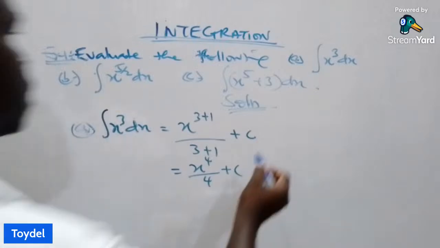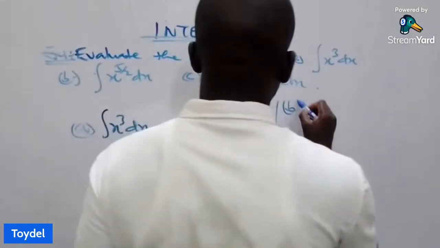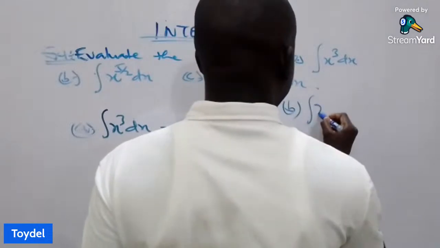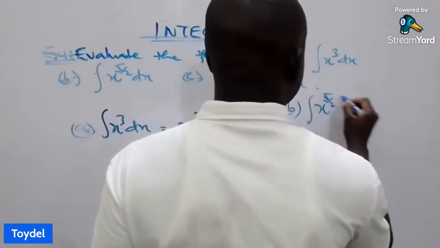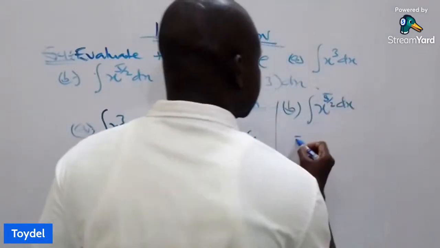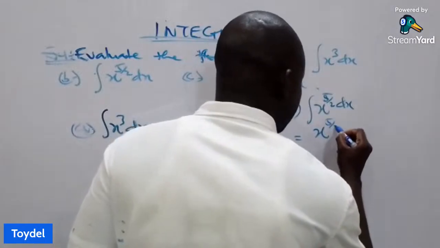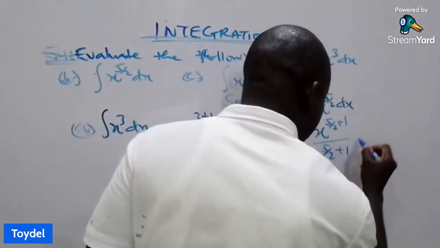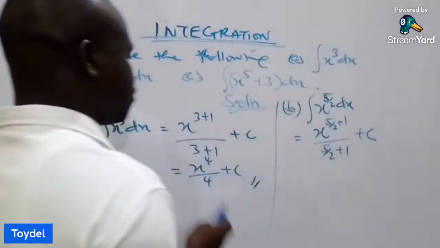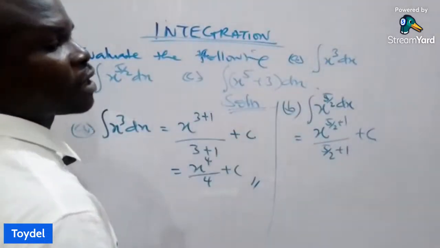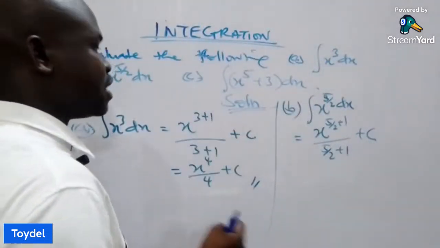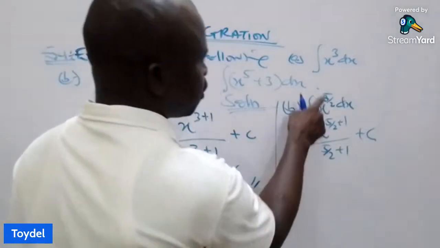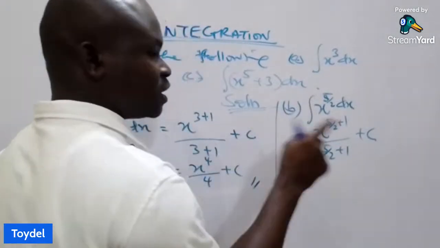So we take the second one, B, where we have integral s raised to the power 5 all over 2 dx. How do we integrate this? This will be s raised to the power 5 all over 2 plus 1, all over 5 all over 2 plus 1, plus arbitrary constant. Whenever we integrate, we must add an arbitrary constant to it. But under definite integral, where we have lower and upper bounds, we don't need to add that because at the end of the day, it's going to cancel out.